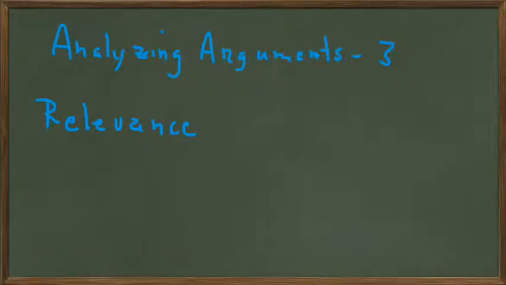So in this video we pick up where we left off from the last one. We were analyzing arguments using the ARG conditions. We just looked at, in the last part of the last video, when premises are acceptable and when they are not. So now we're looking at the relevance of premises.